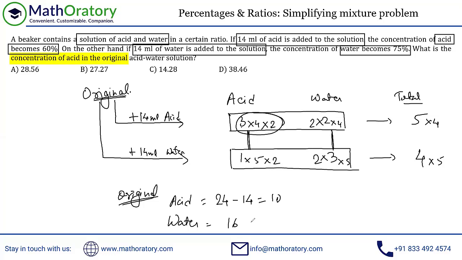We are looking for the concentration of acid in the original solution. That will be 10 upon 26, which is 5 by 13, calculated as a percentage. 5 by 13 is slightly more than 5 by 15, which is 1/3. So it is more than 33.33%. There is only one such option. So that should give you the answer straight away.